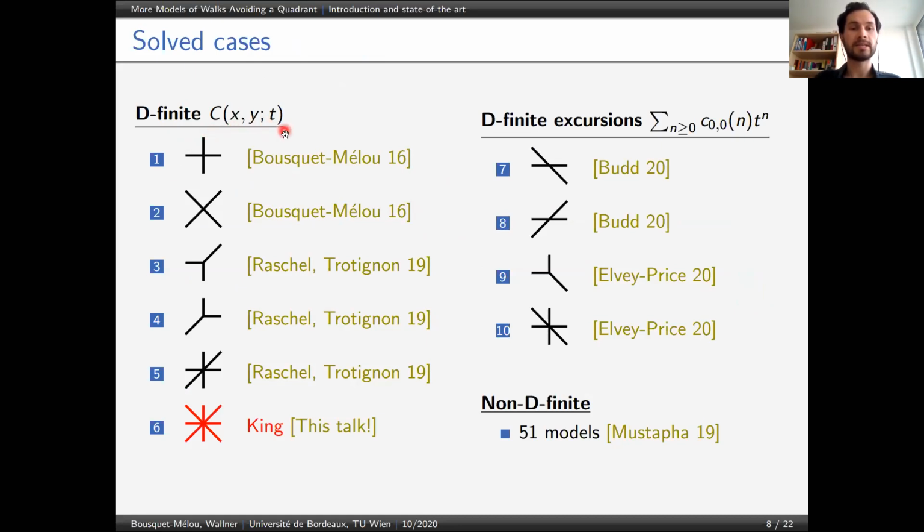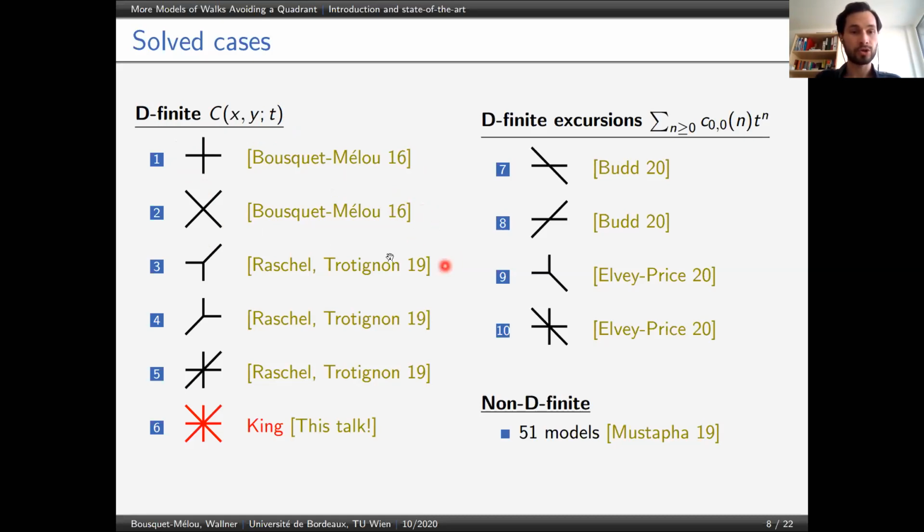So let me start here with the cases where the full trivariate generating function in x, y, t is definite. We call it definite in these three variables if it's definite in each variable, meaning that it satisfies a linear differential equation with polynomial coefficients in each of its variables. The first two cases of the simple walks and the diagonal walks were solved by Mireille Bousquet-Mélou in the first paper on this topic, starting the research in this direction.